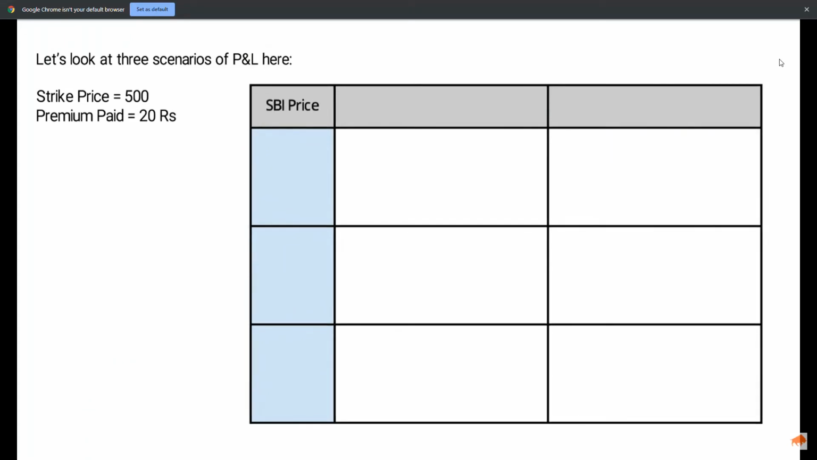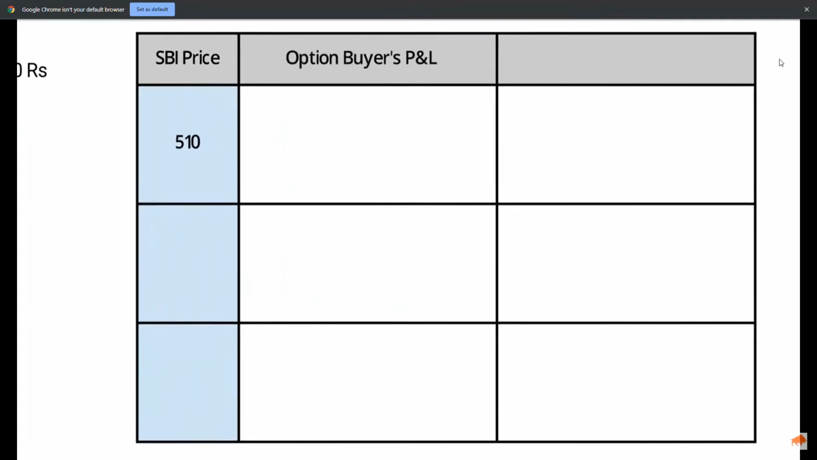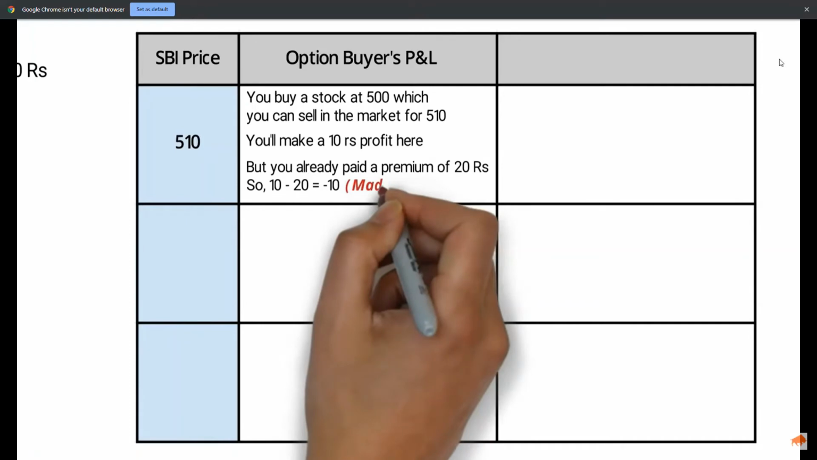If SBI goes to 510 next month, as an option buyer, you will buy a stock at 500, which you can sell in the market for 510. You will be making a profit here. But you already paid a premium of 20 rupees. So you are making a net loss of 10 rupees.